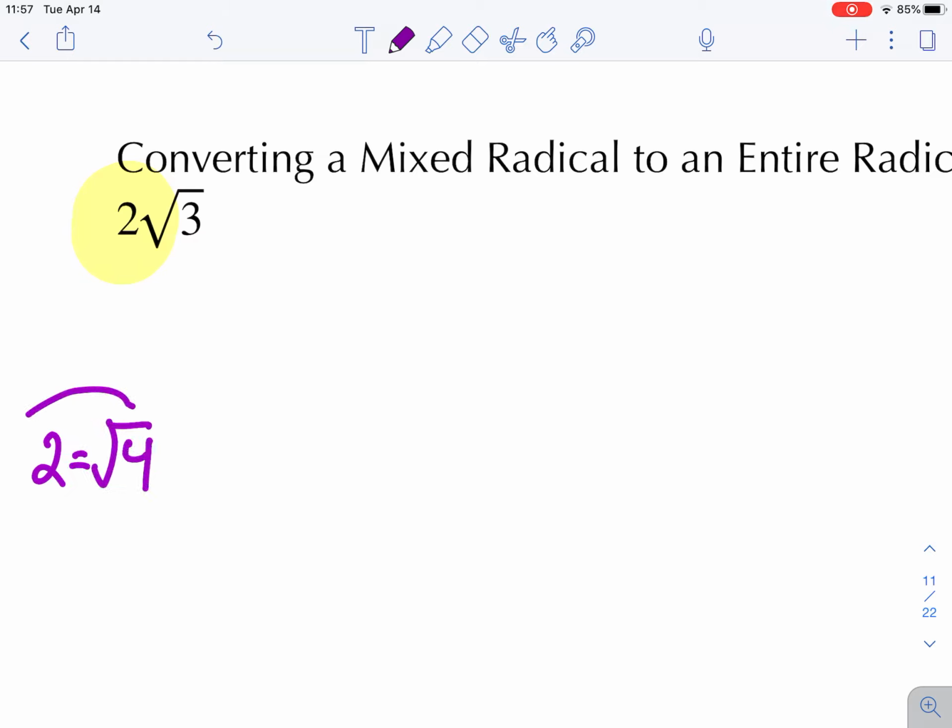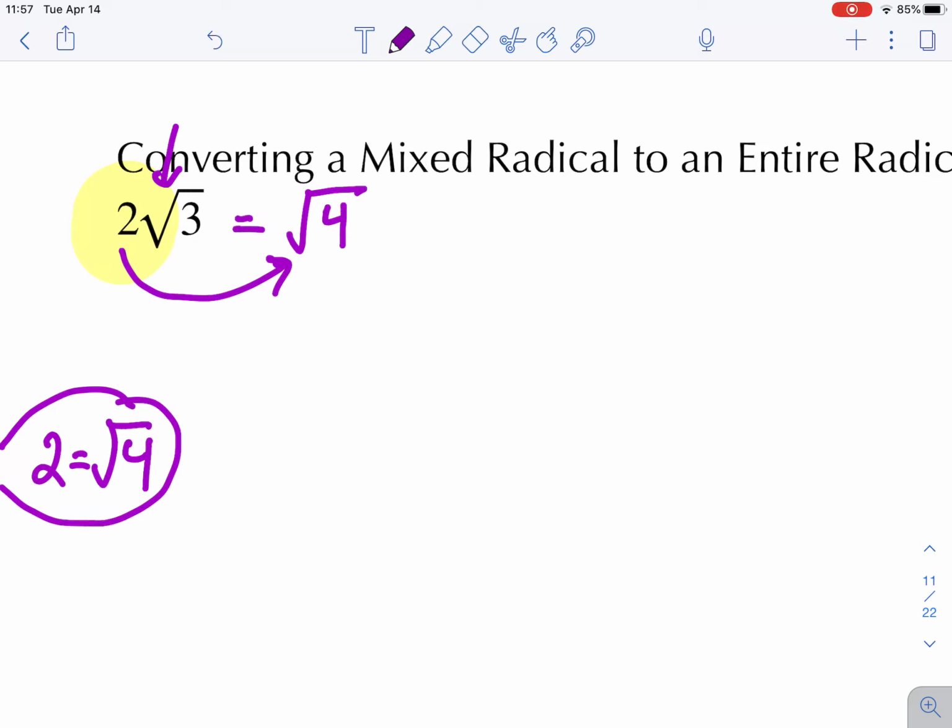2 is equal to the square root of 4. This is an important fact here. Because we're dealing with an index of 2 in this radical, we want this fact here. So our 2, we can change that into the square root of 4, because our 2 simply becomes the square root of 4.